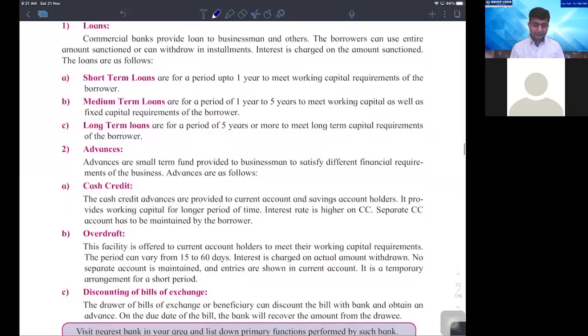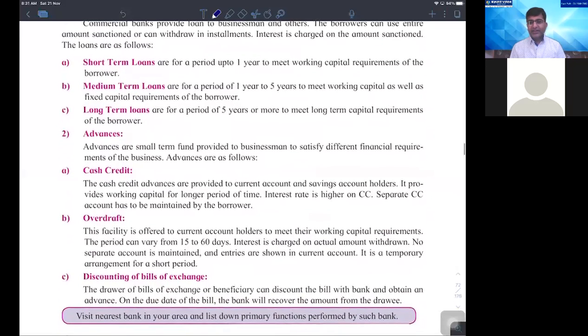Am I right? Do you want me to read these all? Or I can go ahead? Atharv, should I read it?